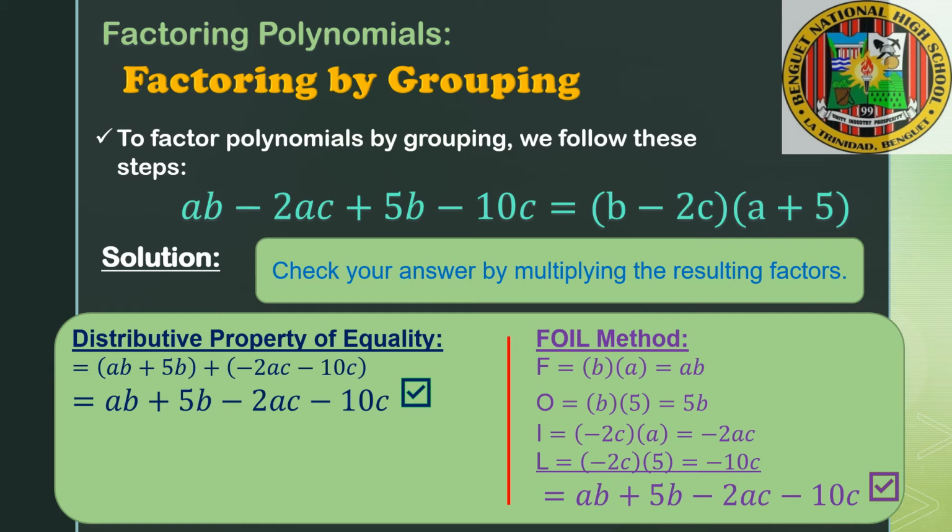Don't be confused if the terms are written in different order because we have the commutative property of equality telling us that the polynomials that we got are the same polynomials even if they are written in a different order.